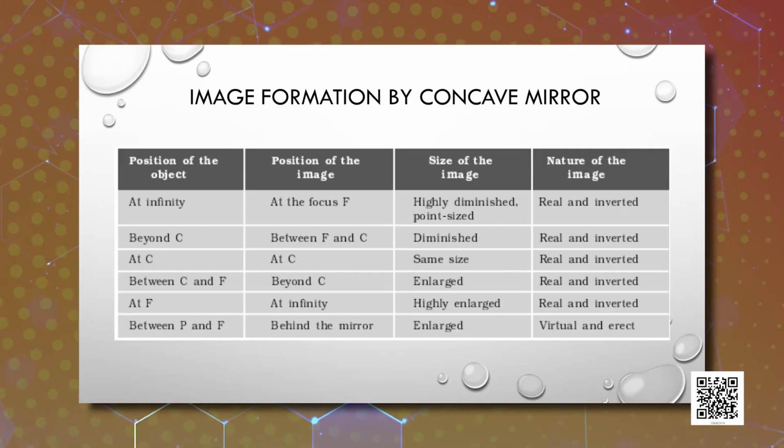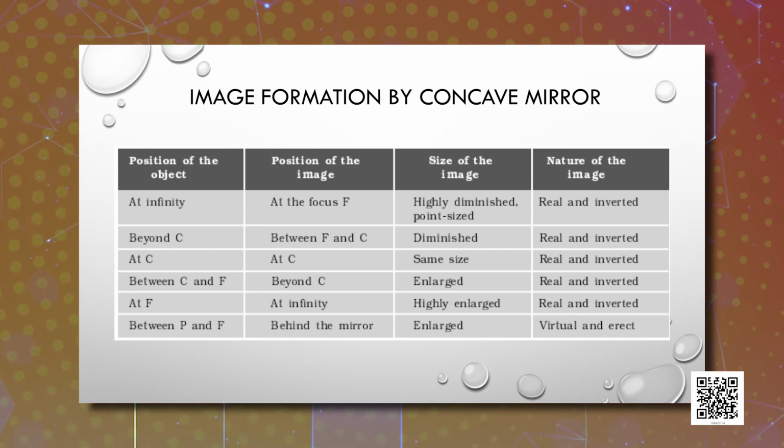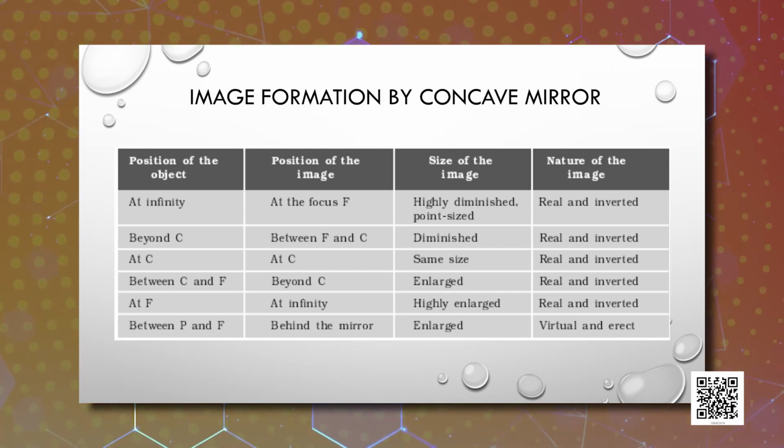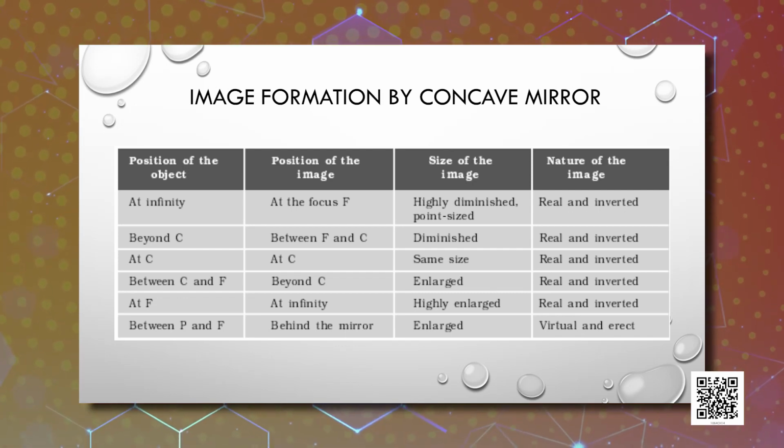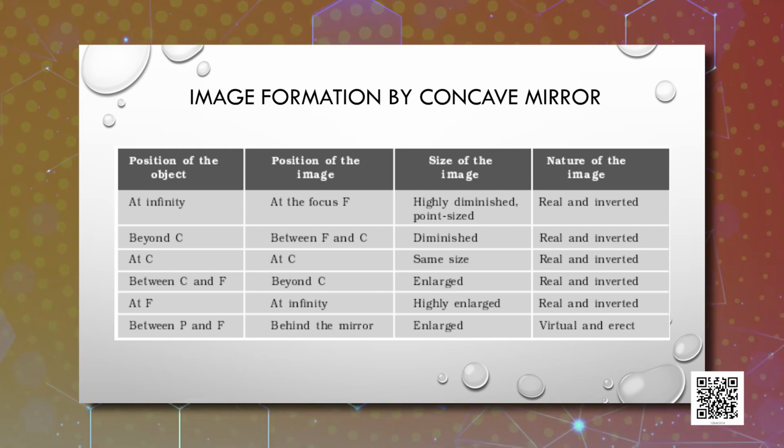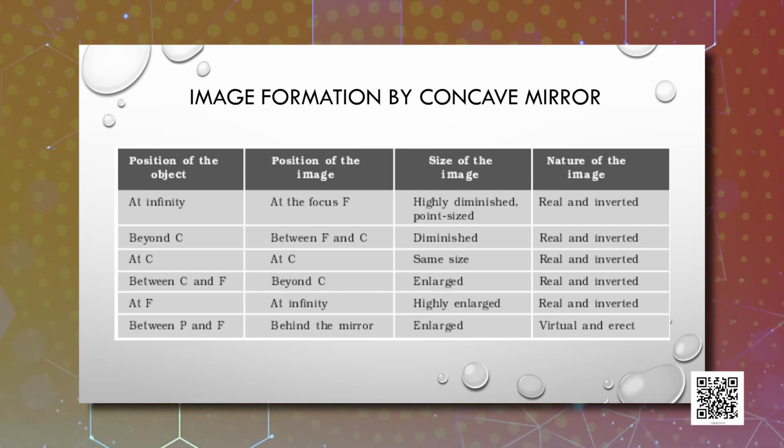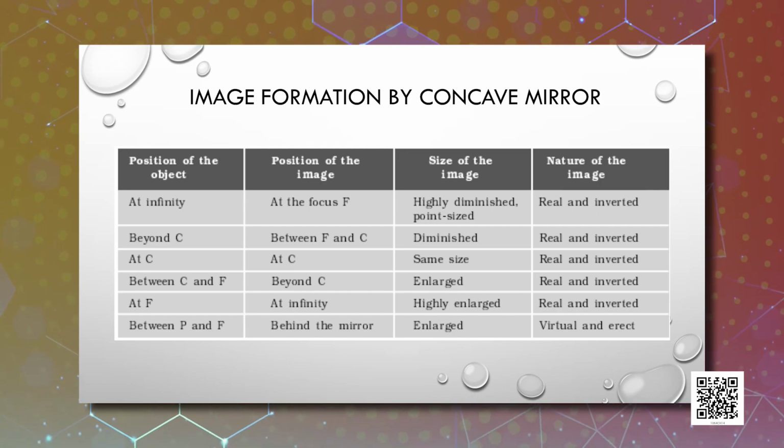Here, we will consider a ray starting from the object incident obliquely on the concave mirror, making an angle i with the principal axis. This ray will get reflected, making an equal angle r with the principal axis. Another ray could be considered to be the ray which is passing through the center of curvature.